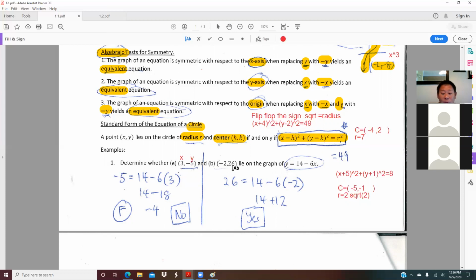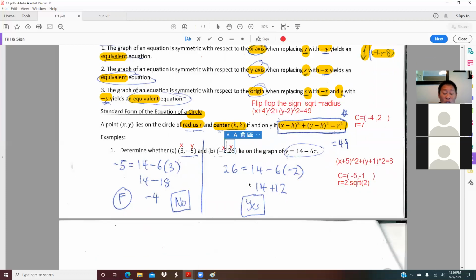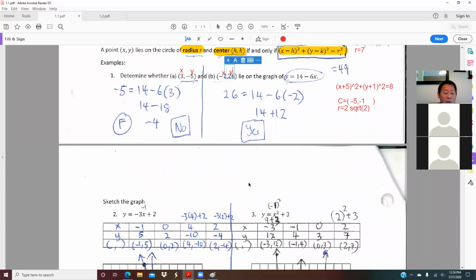For this case, you put x is -2 and y is 26 into this equation. 26 equals 14 minus 2 times -2. And you find out that this will equal 26. Then yes, this is a solution. This point will lie on the graph. So this is how you check if your point lies on the graph or not. You just plug x and y into the equation here. It's very straightforward.